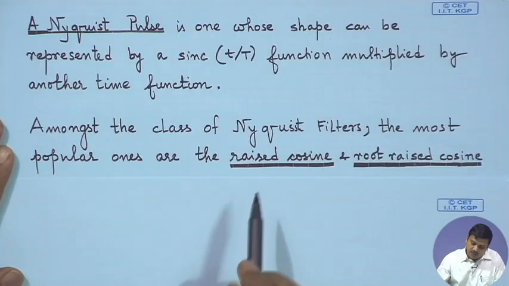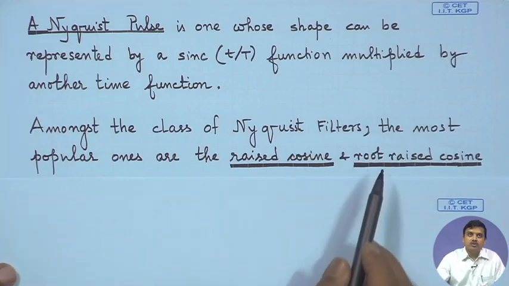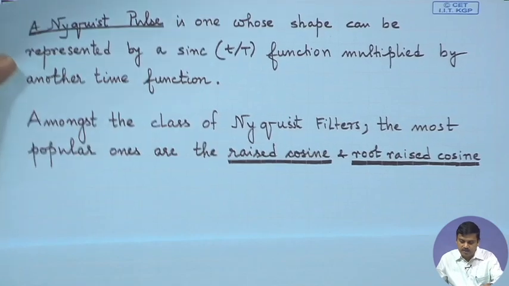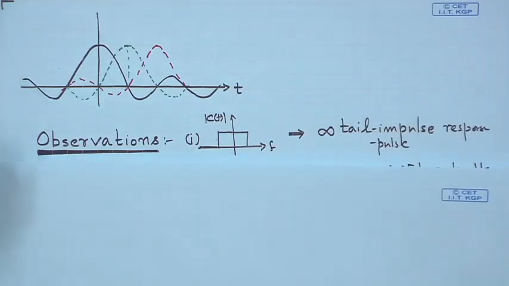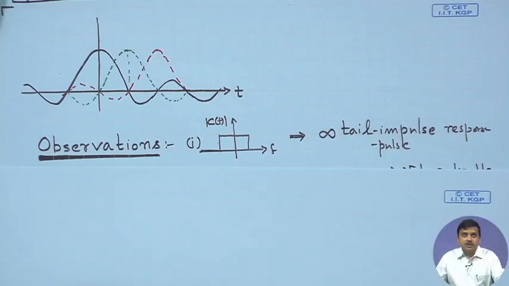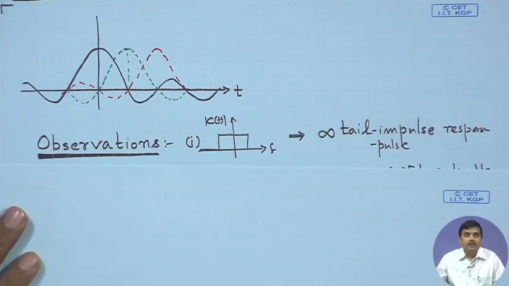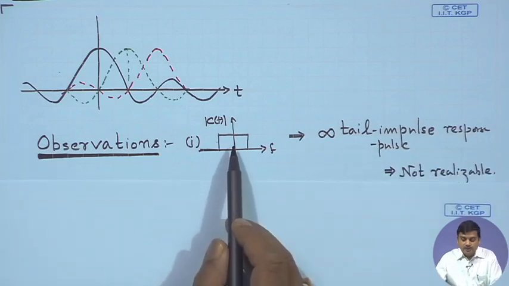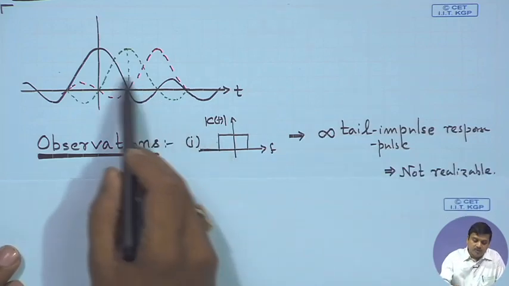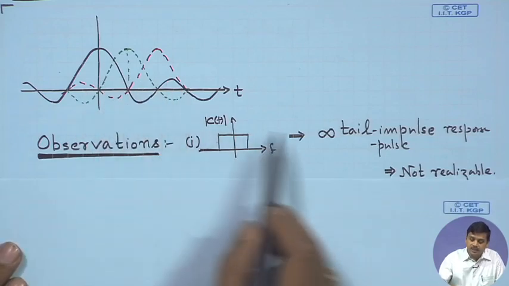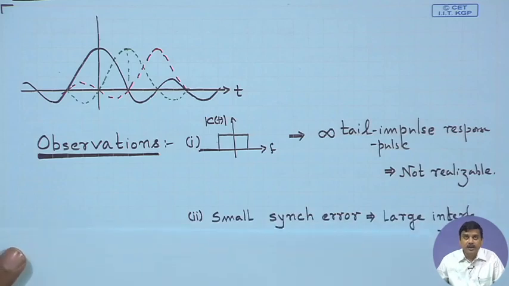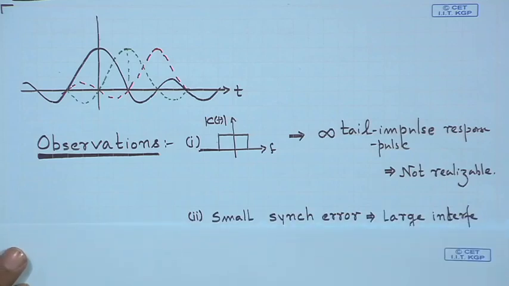So, amongst these several possible things, the raised cosine and the root raised cosine are the most popular. We are going to take a look at the raised cosine pulse shape. From this picture, it is just to remind us what is happening to ensure 0 ISI, and for this particular spectrum we know that the pulse shape would be this, which has an infinite tail as we have just mentioned. Since it is not realizable, we should look for other solutions.